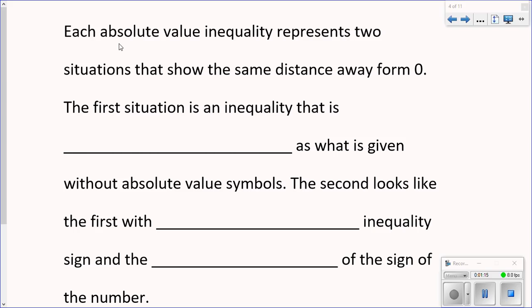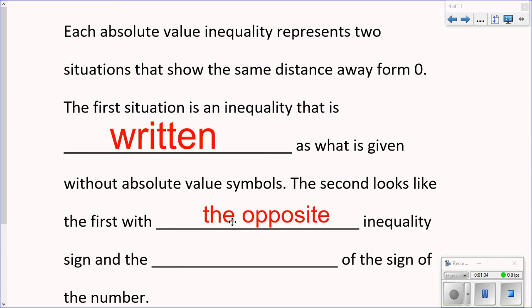The first situation is an inequality that is written as what is given without the absolute value. That's similar to when it said equal to the positive number. You're going to write whatever the inequality symbol is to whatever number it is. The second looks like the first. However, you have the flipped inequality symbol and the opposite sign of the number. Like we did for equations, you had a positive and a negative. You're going to have the positive and negative number, but you're also going to have opposite signs for the inequality. So one will be greater than, one will be less than.